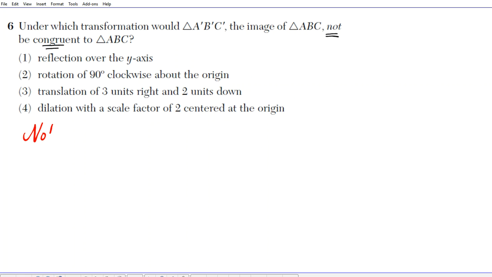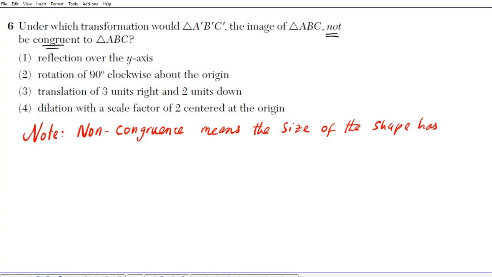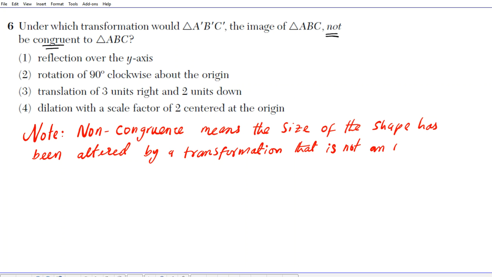Something to note is that non-congruence, or two geometric figures being not congruent, means that the size of the shape, the original shape, has been altered by a transformation that is not an isometry, okay?